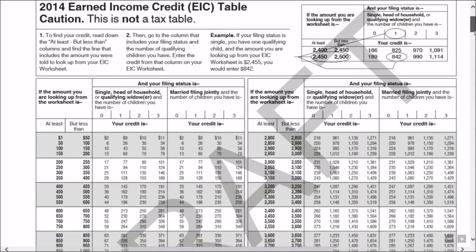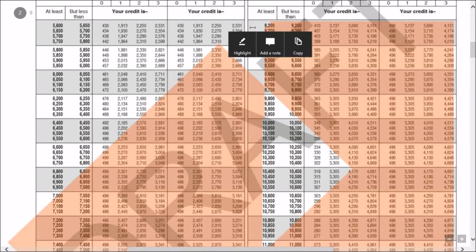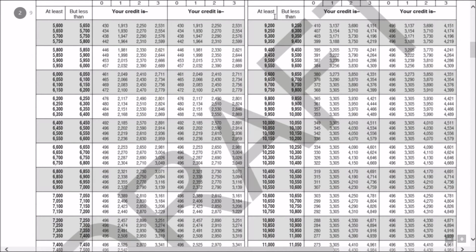We're going to look at some higher amounts range. I'll leave that alone. So a person earning between $9,200 and $9,250 by themselves, $410. With 1 child, $3,137. With 2 children, $3,690. With 3 children, $4,151. So you see it goes up quite a bit.